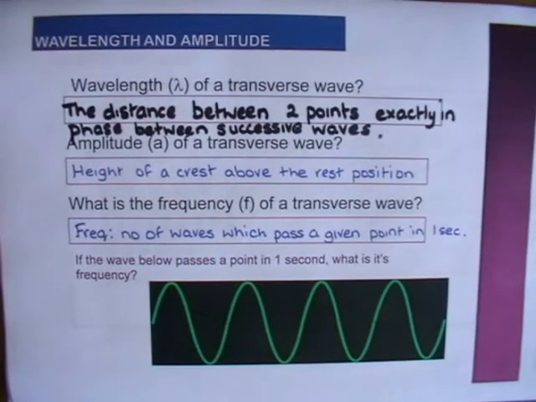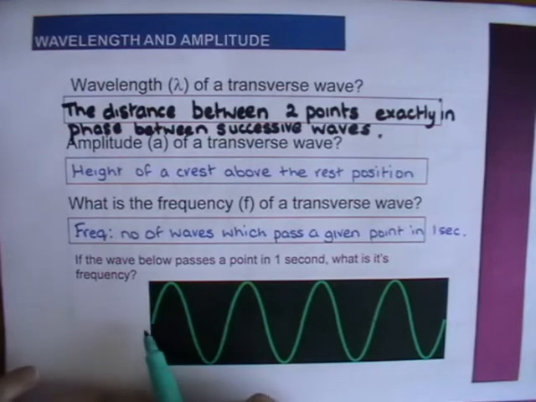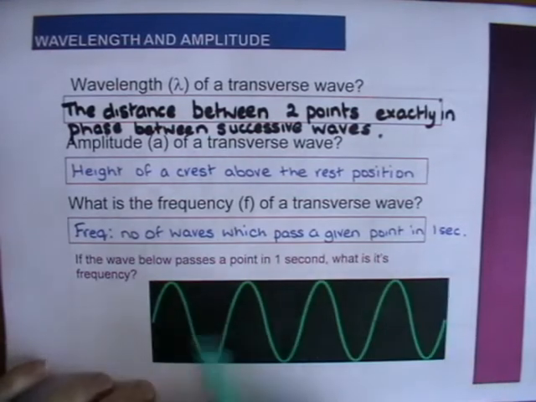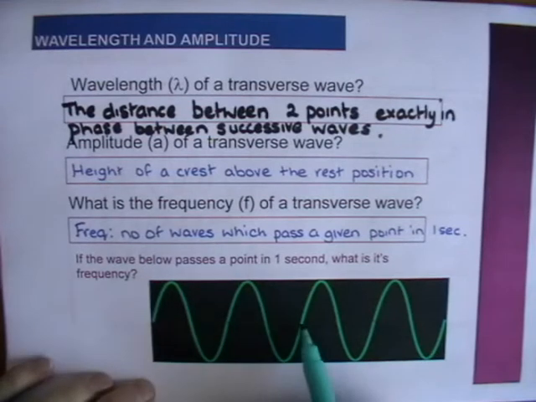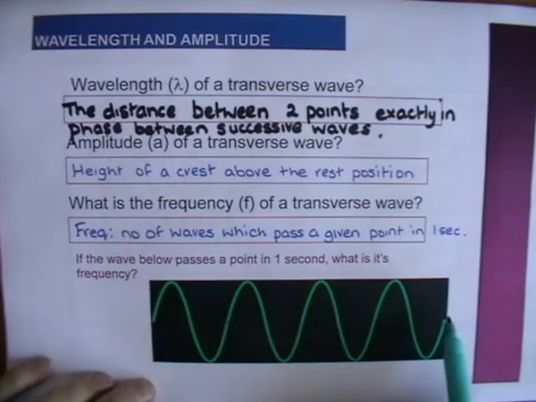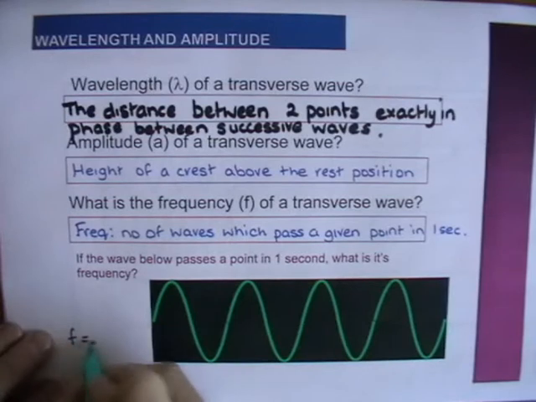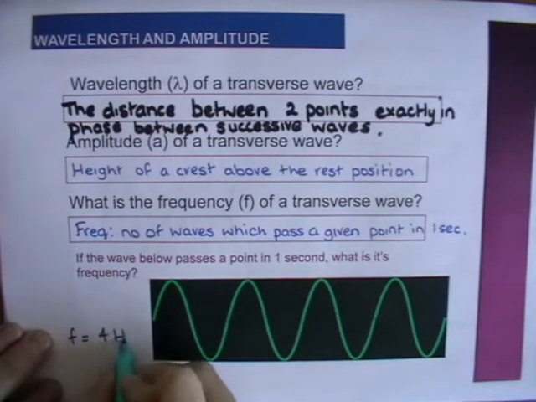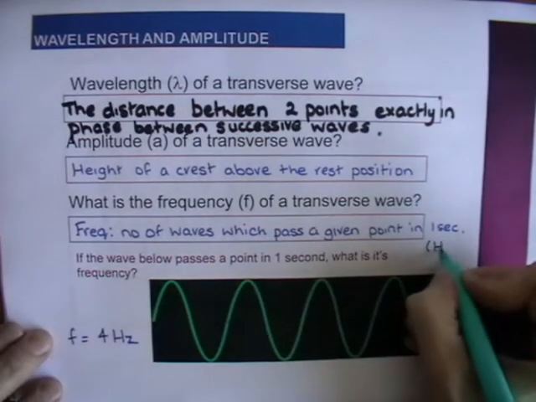If the wave below passes a point in 1 second, what is its frequency? And so you can see this entire wave is going to pass a point in 1 second. So we have to count how many complete waves we have in a second. So there's 1, 2, 3 and 4. So the answer is the frequency is 4 waves per second, or 4, the unit we use is hertz, Hz. So I'll just write that in.